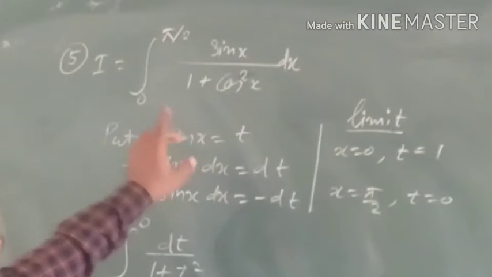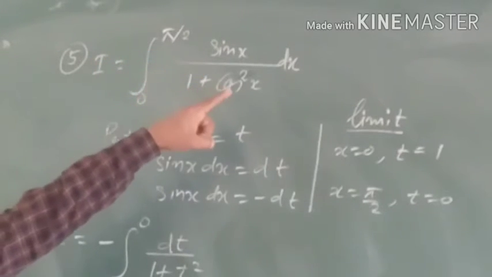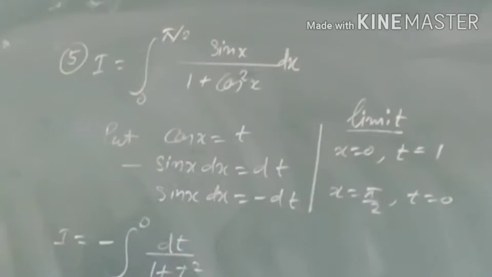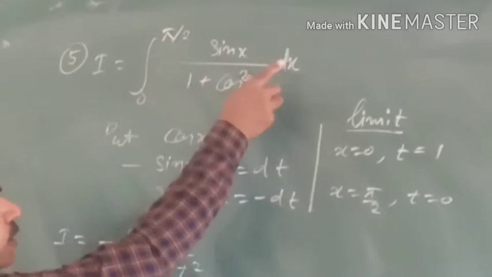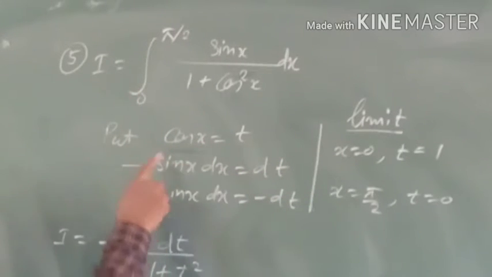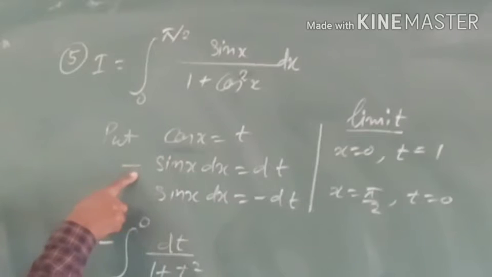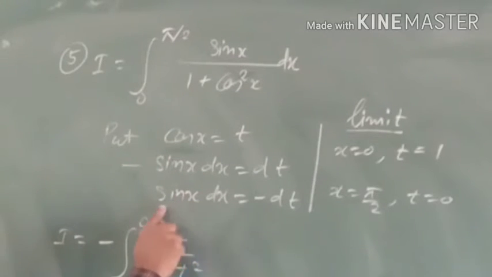Let's see question number 5 of exercise 7.10. In question number 5, integral I is from 0 to pi by 2 of sin x dx upon 1 plus cos square x. It's clear that if we put cos x equal to t, then sin x dx will be converted into dt. So put cos x equal to t. The differential of cos x is minus sin x dx, and this minus sign transfers to the right side. So sin x dx is minus dt.